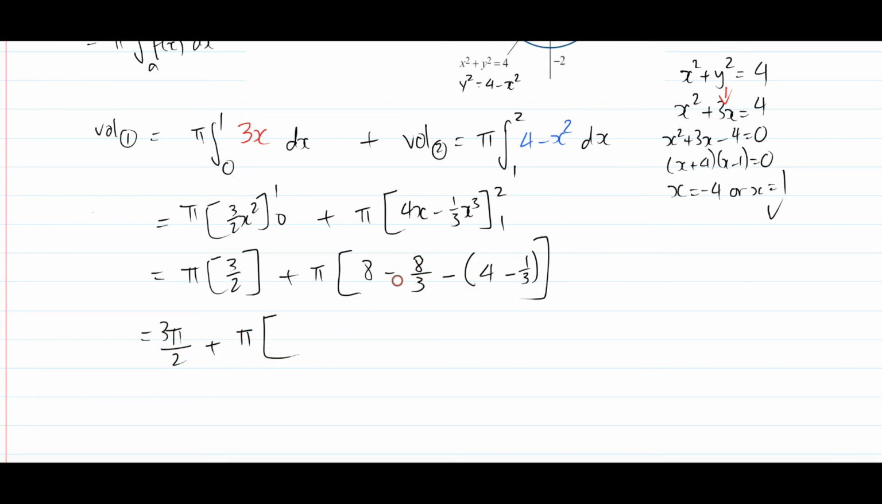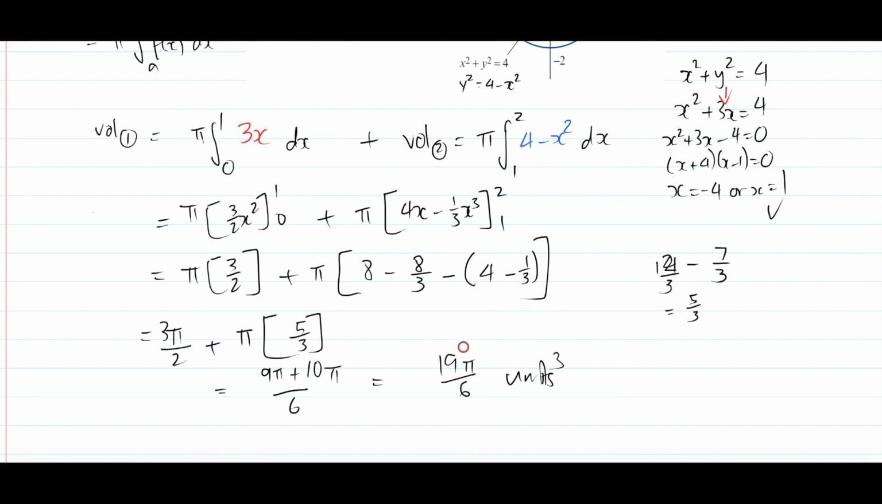Let's do some maths. 8 minus 8 on 3 minus 4 plus 1 on 3. That should give us 4 minus 8 on 3 plus 1 on 3, which is negative 7 on 3. So 12 on 3 minus 7 on 3 is 5 on 3. So for the final answer, just add these two together. Make them have the same common denominator, 6, so that's 9 pi, plus this one times 2, 2 times 5, 10 pi. Final answer, 19 pi on 6. Make sure you add units cubed, or cubic units, whichever you prefer, and that's it. Final answer, 19 pi on 6.